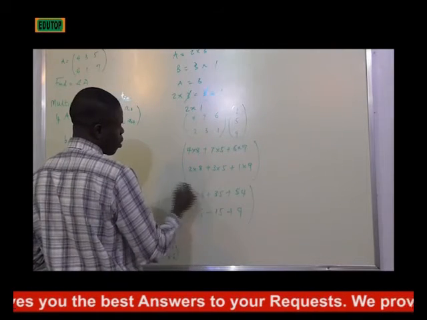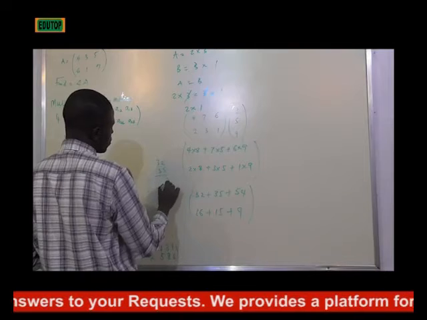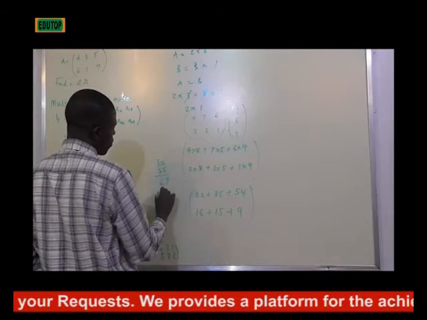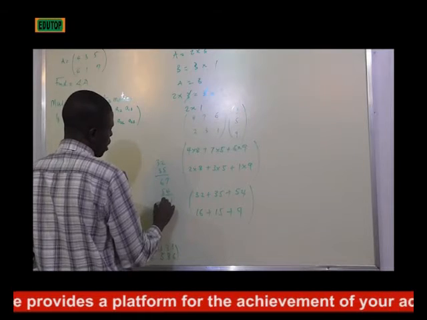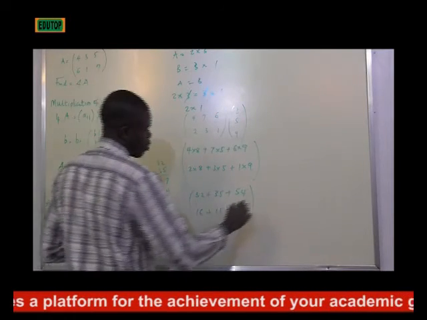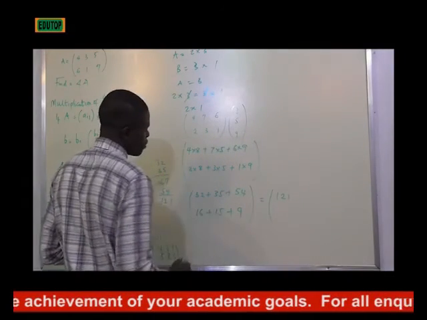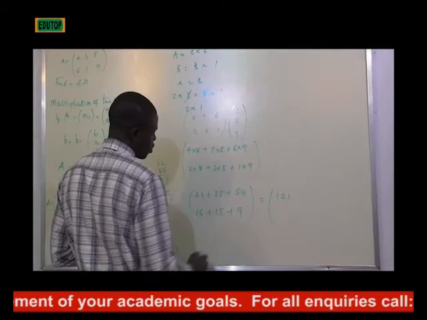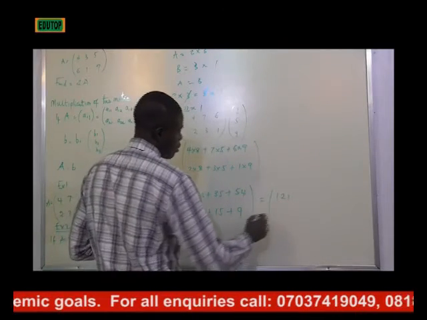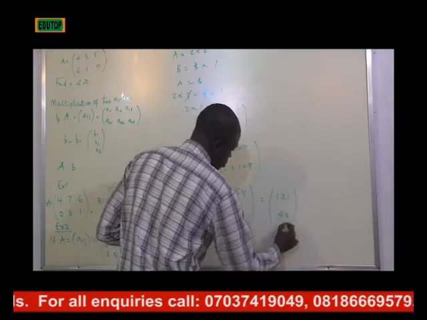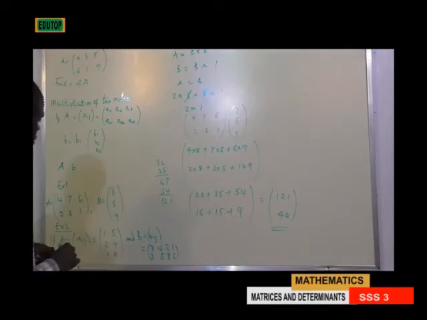So 32 plus 35 will give us 67. 67 plus 54 will give us 121. So we have 1, 2, 1. Then 16 plus 15 is 31. 31 plus 9 will definitely give us 40. So this will be the result of this matrix.